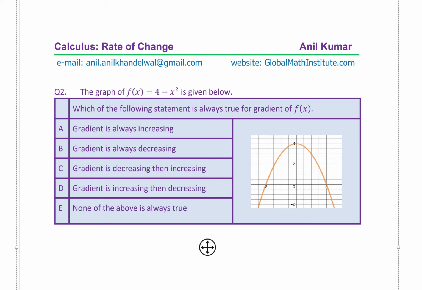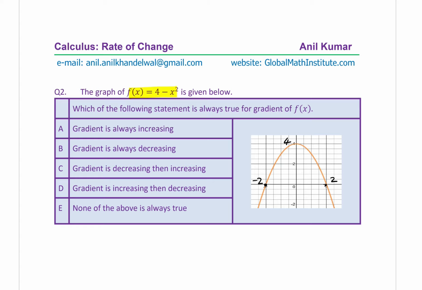Question number 2 here is, the graph of f of x equals 4 minus x squared is given below. You know this is a parabola opening downwards, and that point right there is the vertex, which is at 4, right? Let me write big and bold so that it's very clear. These 2 points here are, as you know, minus 2 and plus 2, correct? So that is the parabola, f of x equals 4 minus x squared. Now the question for you is, which of the following statements is always true for the gradient of f of x, that is the rate of change for the curve, right?